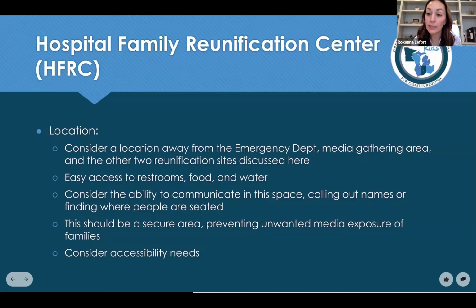Is there an intercom system, or are you going to be calling out names? Again, you're going to be gathering information and starting that process of tracking and looking for their family member and trying to reunite. And so you may have to be calling out names. Think about that as you're trying to figure out where you would use for this space. This should be secure. Again, you don't want unwanted media exposure. And then you also want to consider accessibility needs.